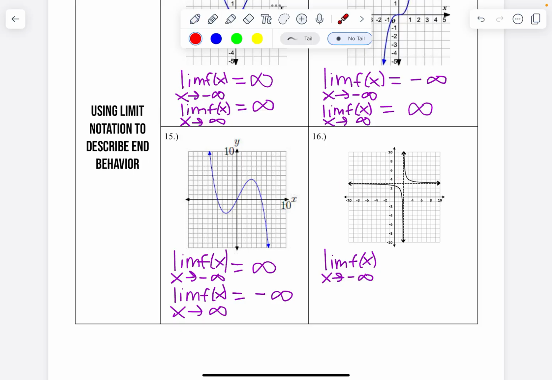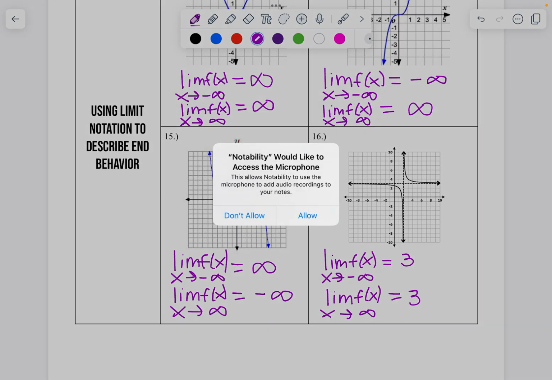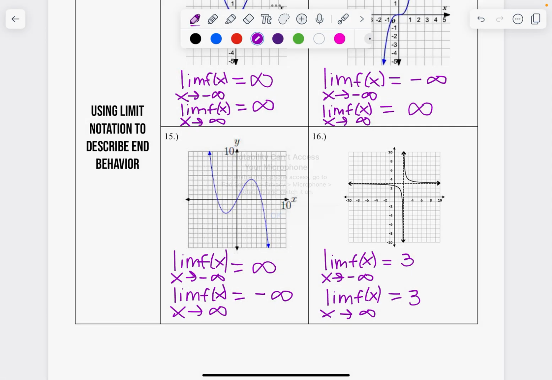Well, the left-hand side, we see we're leveling out to that horizontal asymptote that's occurring right at y equals 3. So the left side of the graph is approaching the value of 3. If we look at the right side of our graph, so the limit of f of x as x goes to positive infinity, we are also leveling out to 3. On the left side, we are leveling out just below 3. On the right side, we're leveling out just above 3. So both sides have a limit of 3.